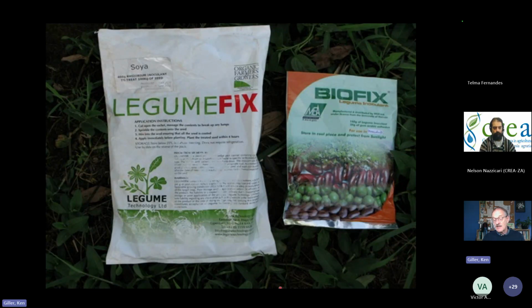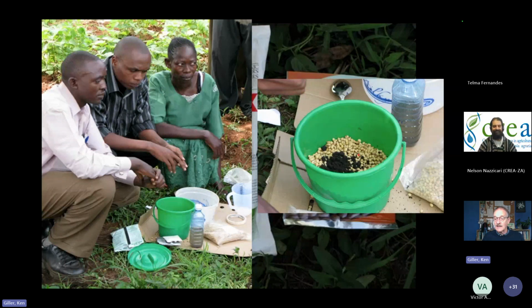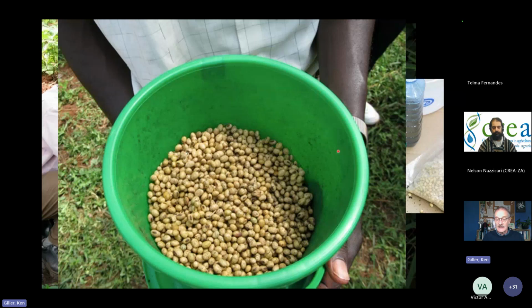So inoculation, here's an example of two different inoculant products, one Legume Fix from the UK, one BioFix from Kenya. So inoculation is a very simple technology. Here we have a demonstration in the field. This lady, looking rather suspicious, adds the inoculum into the bucket as a demo for farmers. That's then simply shaken very gently with a lid on it. And here we have inoculated seed ready for sowing into the soil in the field. So it's a simple technology to apply for farmers, for smallholders.